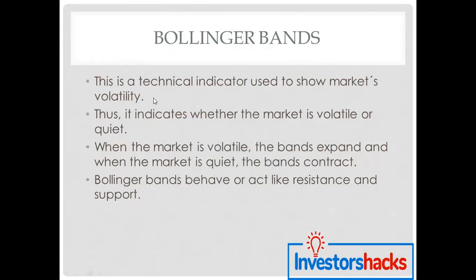When we talk about the Bollinger Bands, this is a technical indicator that is used to show the market's volatility. It falls under the trend indicators. With Bollinger Bands, it will indicate whether the market is volatile or the market is quiet. When the market is volatile, you'll see the bands expand, and when the market is quiet, the bands will contract. Bollinger Bands act in the same manner as resistance and support. I'll be showing you in detail how to use Bollinger Bands when you are trading.